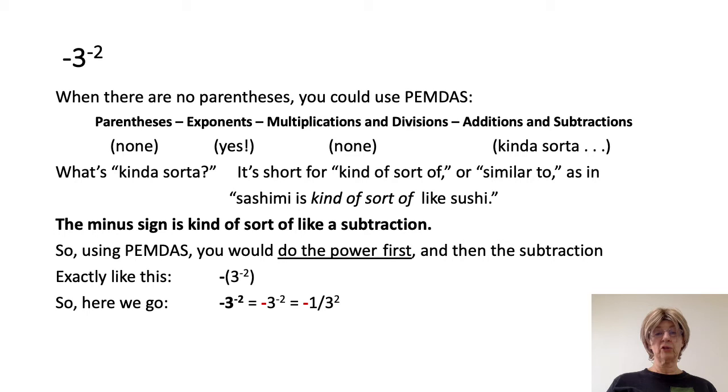It doesn't go down to the denominator with 3 to the minus 2. When 3 to the minus 2 goes down into the denominator, it becomes 3 squared. And so the final answer is minus 1/9.